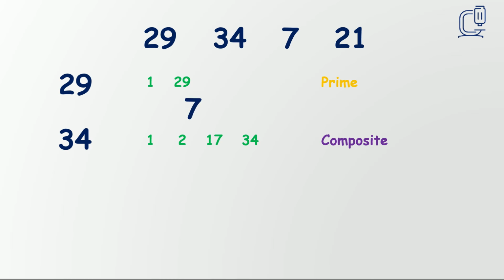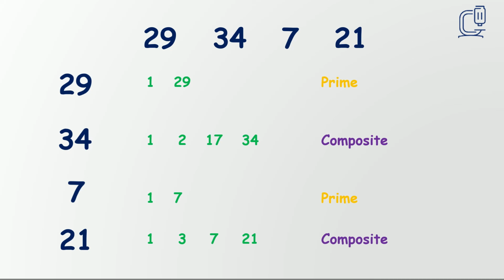Now let's look at the number 7. Well, 7 only has 2 factors, 1 and 7. So this is a prime number. Now on to number 21. And 21 has more than 2 factors. So it has the numbers 1, 3, 7 and 21. So 21 is a composite number.